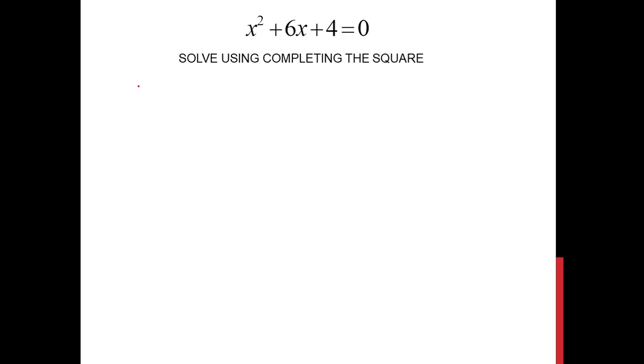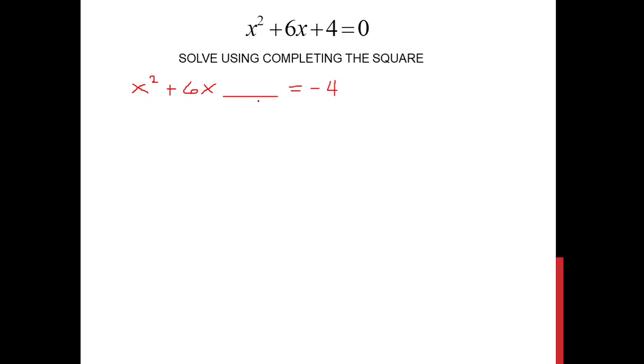First, we need to separate the constant from the variables, meaning we need to transfer our constant 4 to the other side of the equation, leaving a blank here. Our 4 becomes negative 4 on this side. Why do we have a blank here? Because from the words completing the square, we need to find a way to make this side of the equation a perfect square. So how do we do that?